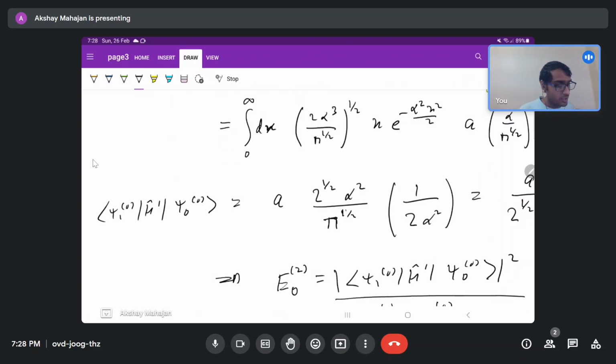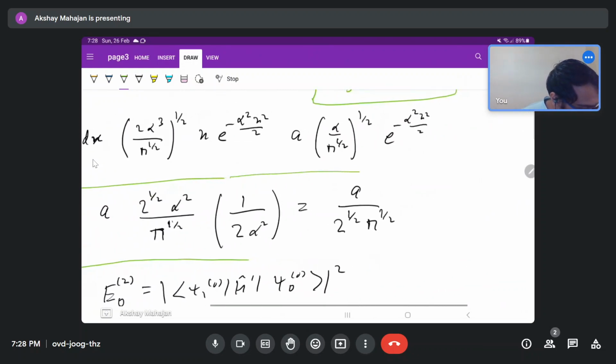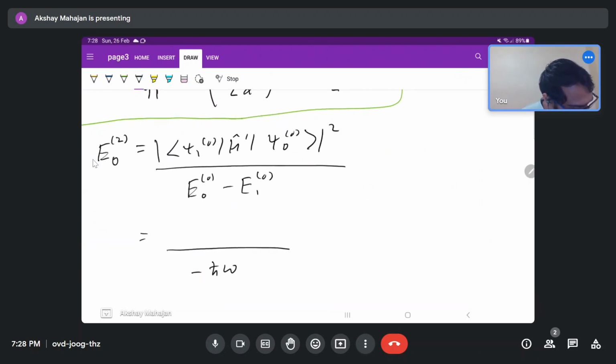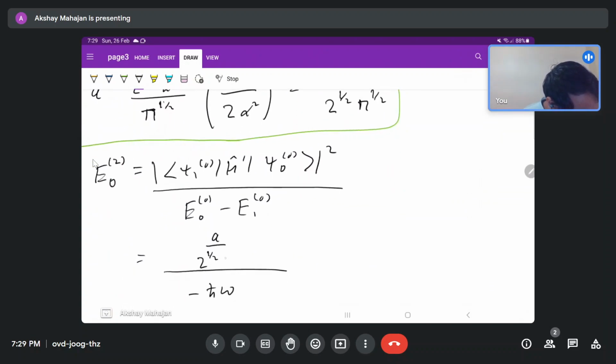Also, since these functions are real, this will be equal to its complex conjugate. This is real, so the mod square will just be the square of this. So you just have to take the square here and put in the value, which will be a upon 2 to the power 1 by 2, pi to the power 1 by 2, whole square.